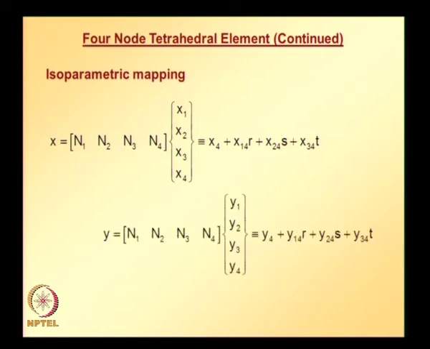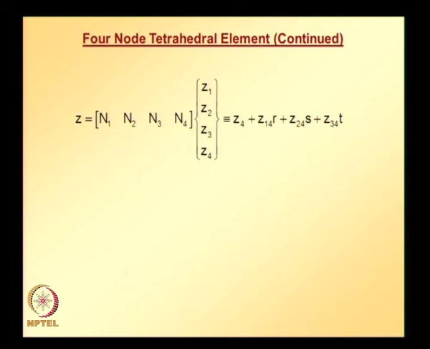Similarly, we can write y in terms of RST, where xi xj has the meaning xi minus xj, yij has meaning yi minus yj. Similarly, we can also express z in terms of RST using finite element shape functions of this 4 node tetrahedral element. And when we do that, we get this.